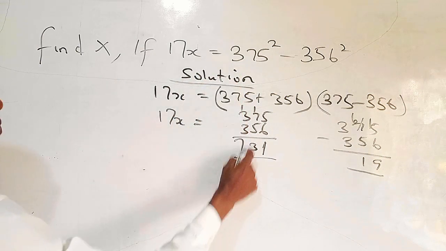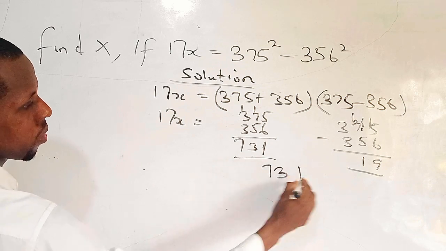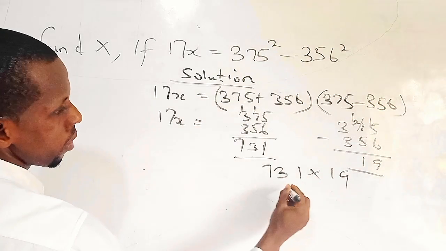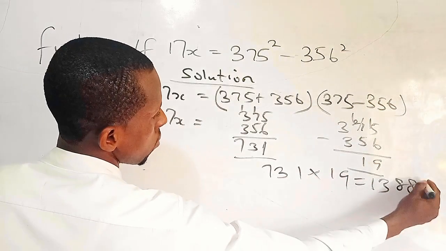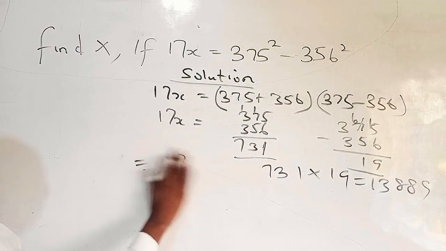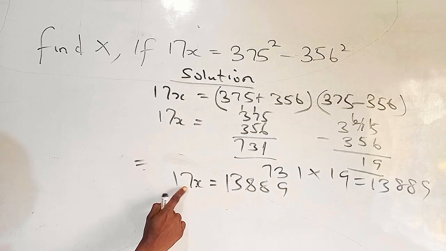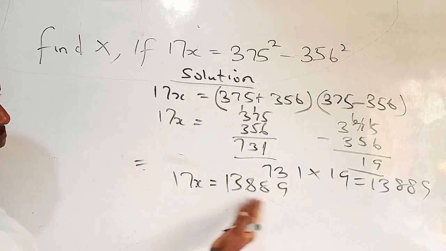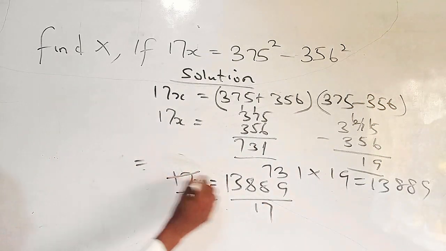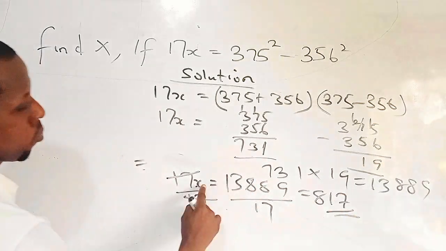Now, bringing this back, we have to multiply. So we have 731 times 19. You have to multiply with 2. By the time you open up, you are having 13,889 for this. Now, coming back here, we have 17x equals 13,889. So to look for x, we need to divide both sides by the coefficient of x, which is 17. By the time we divide this, we have 817 to be x.